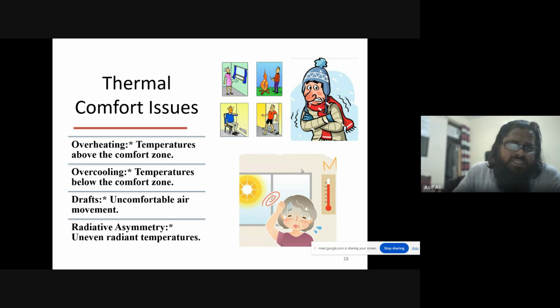Okay, so what are the issues? There may be overheating, that if the temperature inside the building is too high, you may feel sick. There may be heat stroke, other health effects, and maybe overcooling during the winters. Maybe drafts, meaning the air movement may be uncomfortable and very high during monsoon. And there may be places where the temperature of one room or area is very high and the other area is very low, radiative asymmetry too. So that also hazards our health.